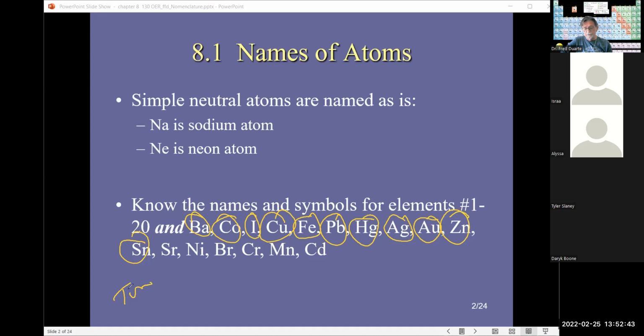If you look at your toothpaste container and look at the ingredients, you may be brushing your teeth with stannous fluoride or sodium fluoride, but a lot of it's stannous fluoride. You're brushing your teeth with the ion of tin. Then you got strontium, nickel, bromine, chromium, manganese, and cadmium. Okay. So be familiar with those, the first 20, and then we will. Let me call up the first 20.